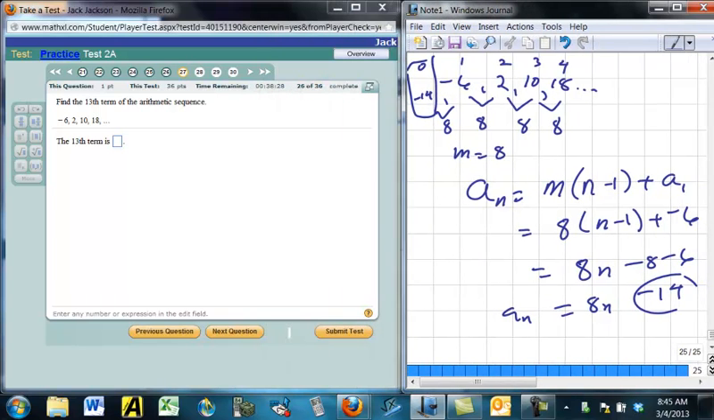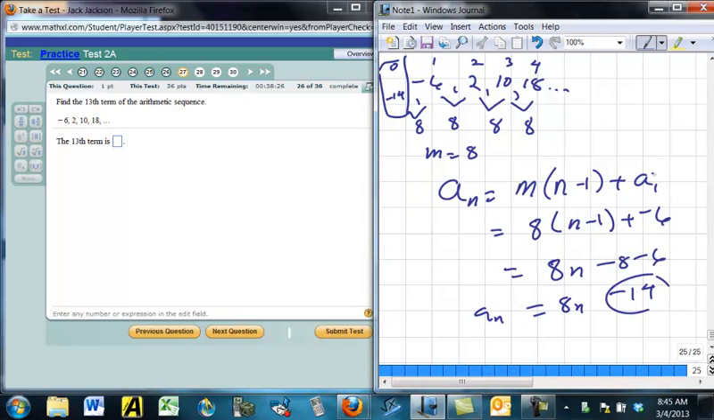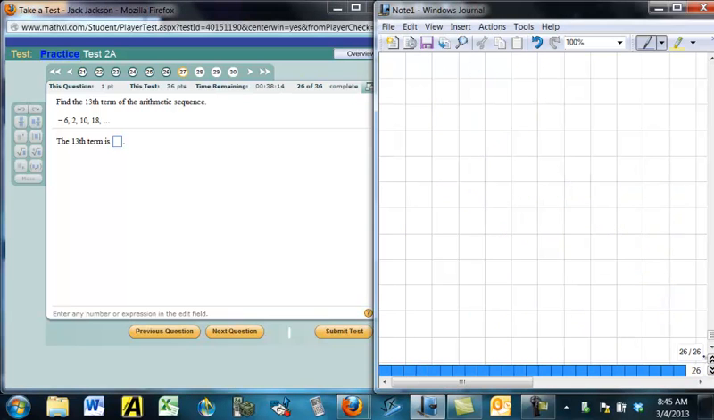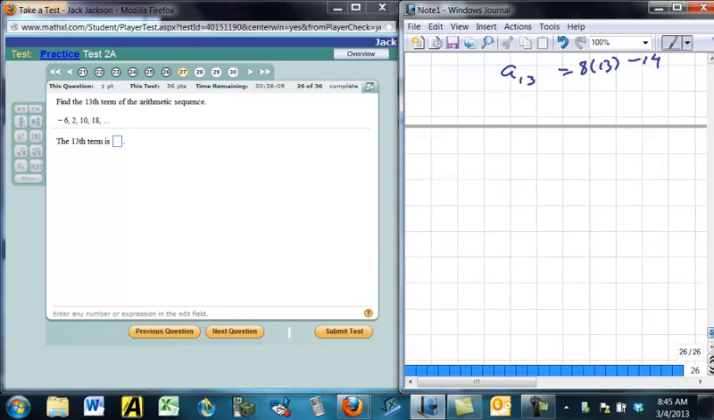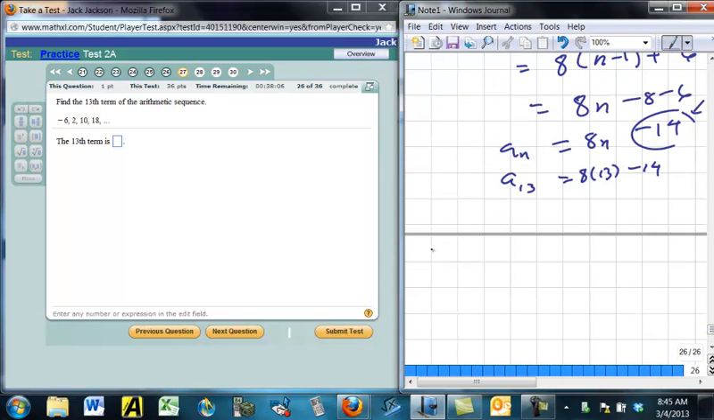And so we have a formula. So I can use the version up here, I can use the version down here. Doesn't matter. If I want to find the 13th term, I can plug in either one of those now and work it out. So let's see what we got here. 8 times 13. 3 times 8 is 24. 8 times 1 is 8 plus 2 is 10. So that's 104 minus 14. I believe that's 90.